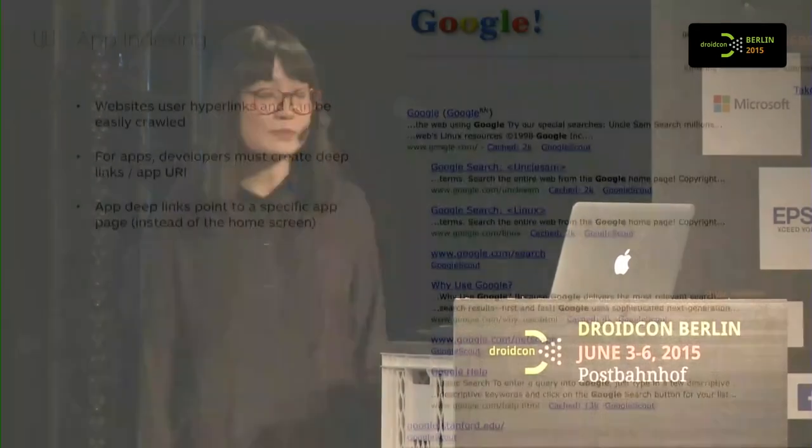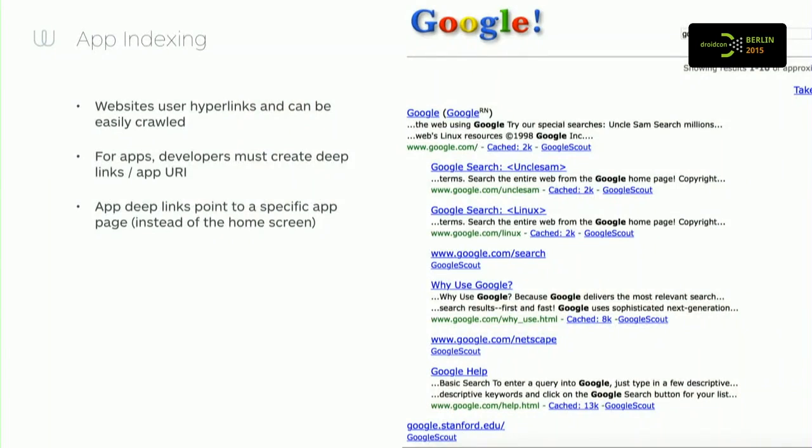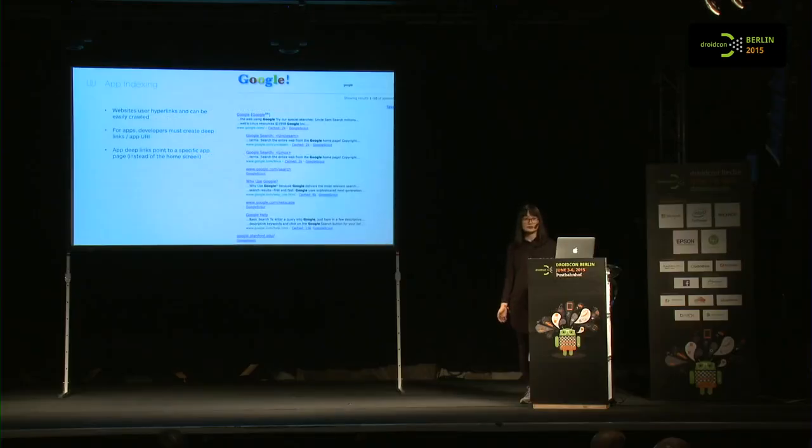And as you know, websites use hyperlinks by default, and this makes websites easily discoverable for search engines. We're very used to Google showing us deep links to content. But that doesn't work with apps, since apps don't use hyperlinks, and they're more or less silos of their own. So in order to make apps indexable as well, developers have to create those deep links with an URI for apps. And through those deep links, Google is then able to index your app content.